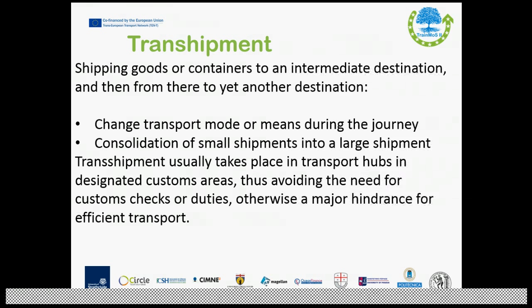Now, we have a change of transport mode in some of the cases, or transport means, during this journey. When you change transport modes, it's called transit. But we could also have a transshipment only. And the idea behind transshipment is that consolidation of smaller shipments into a large one can bring additional value through cost savings.